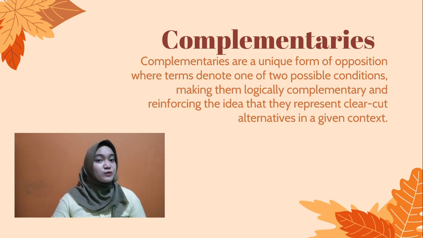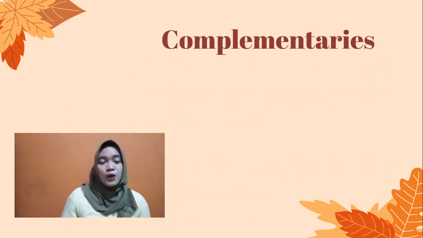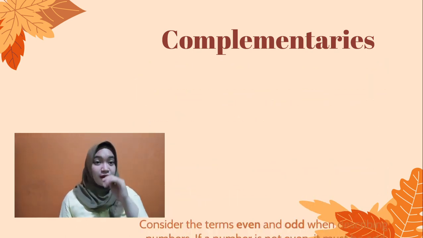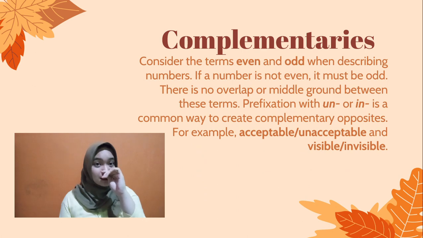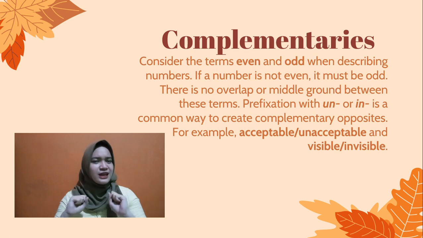They exhibit a mutually exclusive relationship where both terms cannot coexist simultaneously. When one term is true, the other one must be false, and vice versa. In other words, if one term applies, the other one cannot, making this type of opposition a clear-cut either-or choice. This is unlike other oppositions such as antonyms, which may allow for degrees of difference.